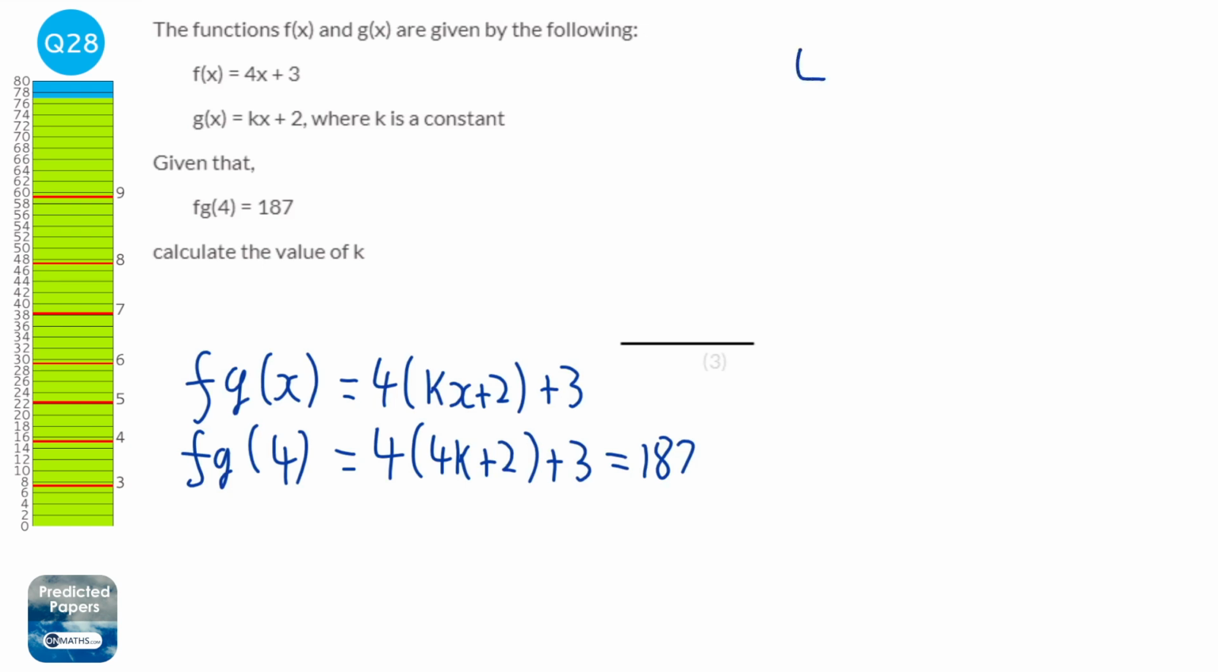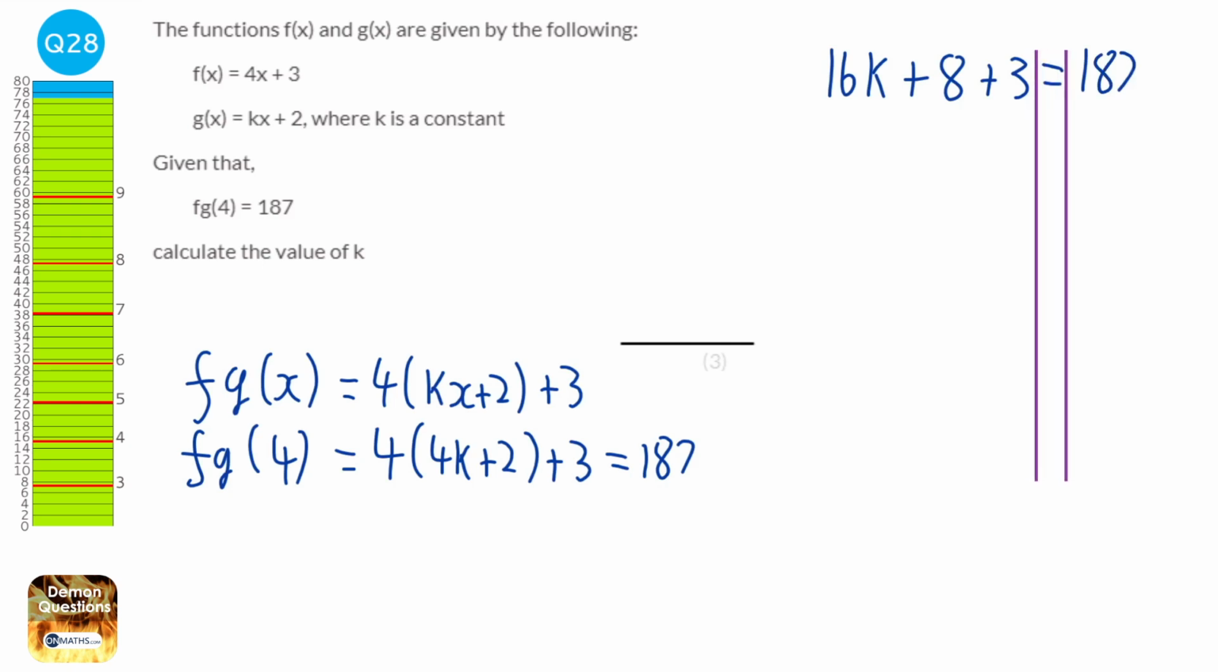So I'm just going to rewrite that, but actually I might expand the brackets as well while I'm at it. So 4 times 4k is 16k, 4 times 2 is 8, plus 3 equals 187, and let's get our solving lines in. Okay, so first thing we're going to do is, we can add the 8 and the 3 actually while we're here. So 16k plus 11 equals 187.